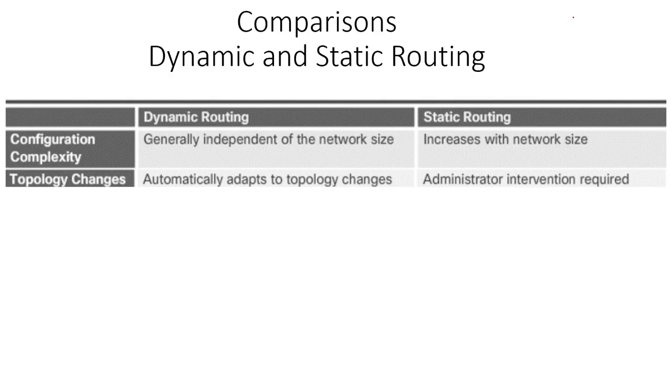So let's say this is point B and point A, and then this is C. So the best path from A to C is this one. But what if there is a problem in this best path? So the administrator must reconfigure and add another static route from here to here.